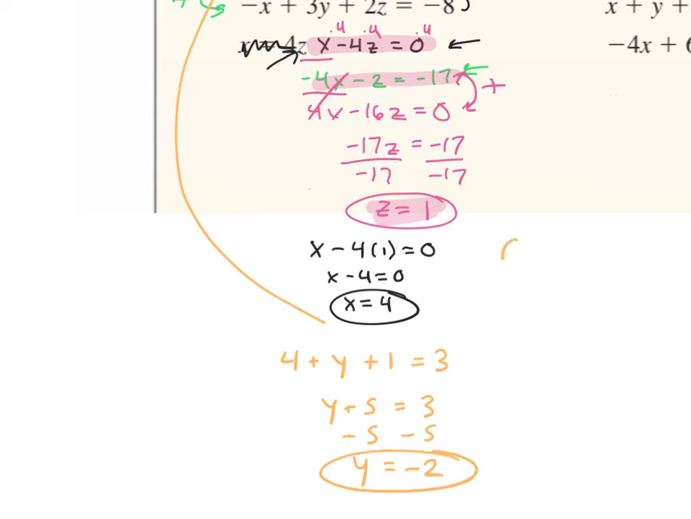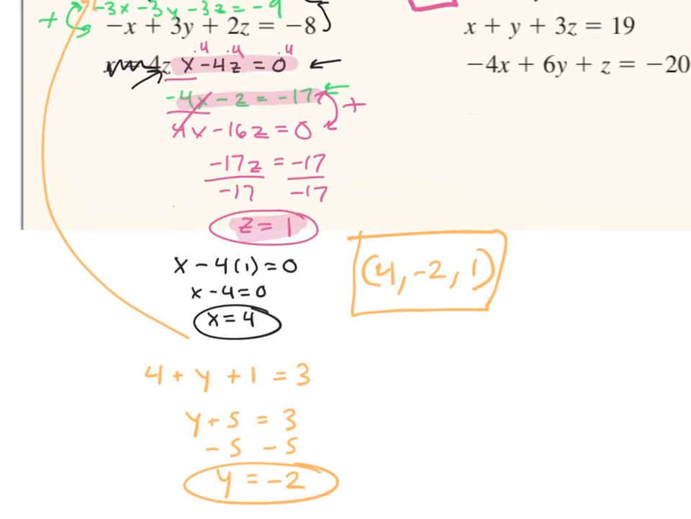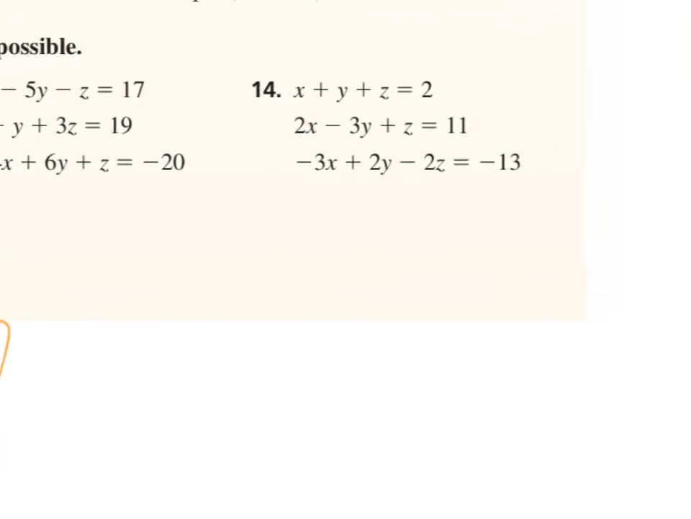Now I can rewrite this as our coordinate point. Remember, we just go x, y, z. So 4, negative 2, 1. All right, let's take a look at 14.